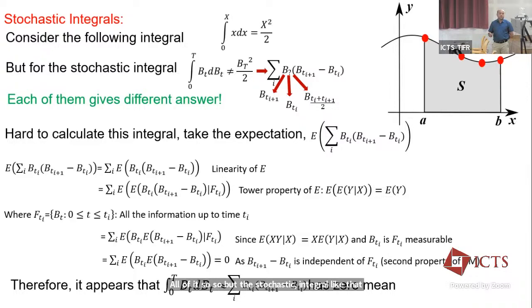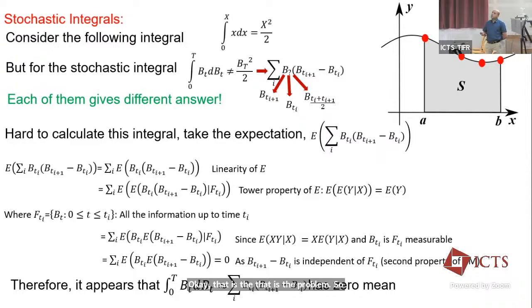Why? Just take a look at this picture. In the Riemann integral, if the function is continuous, you can take any point on this curve, and if you turn this integral into a summation, ultimately you will get exactly the same value. But if it is a stochastic integral, you have to choose one value, and ultimately you will get different results. That is the problem.